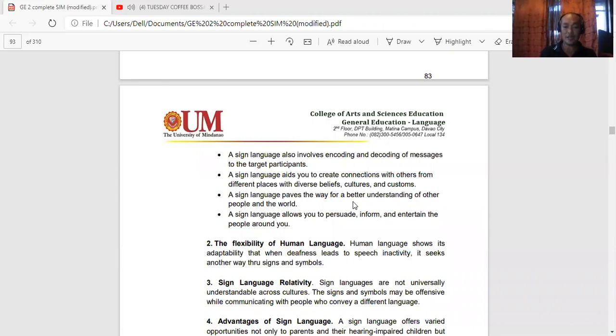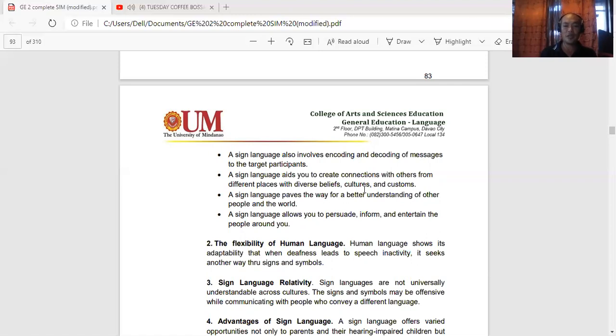What else? A sign language also involves encoding and decoding of messages in the target participants. So just like the cycle of communication, it has to be completed, from the sender to the receiver and feedback as well. So using messages, in this case, the channel would be the sign language itself.